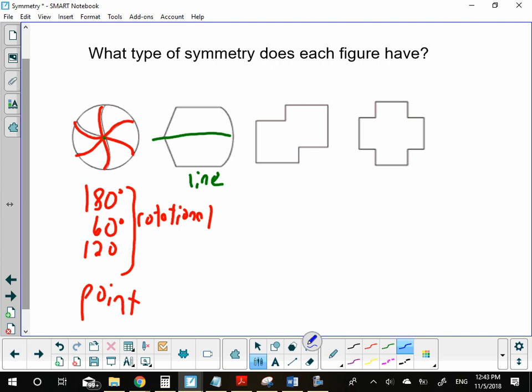Does that have rotational symmetry? What kind? 180. Okay. Yeah, I can flip this around and it'll look the same. Any other kind of symmetry? Also point symmetry, because it has 180 rotational symmetry.